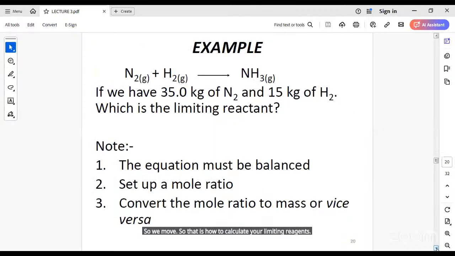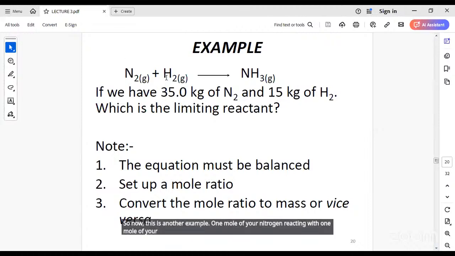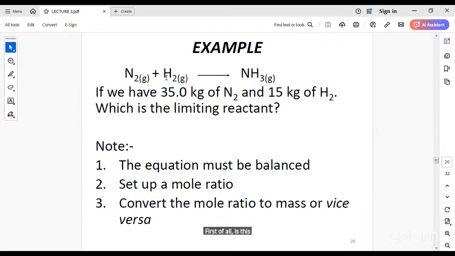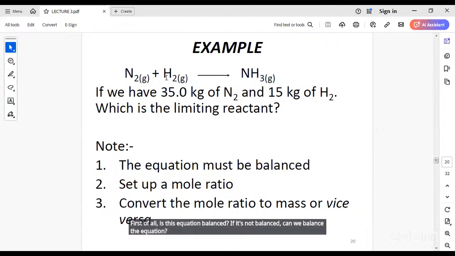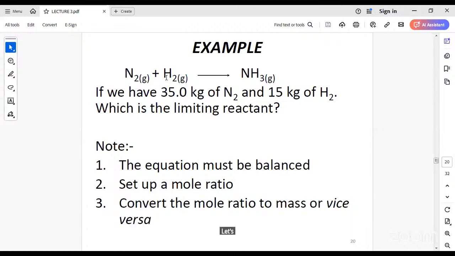So now, this is another example. 1 mole of your nitrogen reacting with 1 mole of your hydrogen to form what? 1 mole of ammonia. First of all, is this equation balanced? If it's not balanced, can we balance the equation? Let's balance the equation. How do we balance the equation? We add 2 to your ammonia, and we add 3 to our hydrogen.